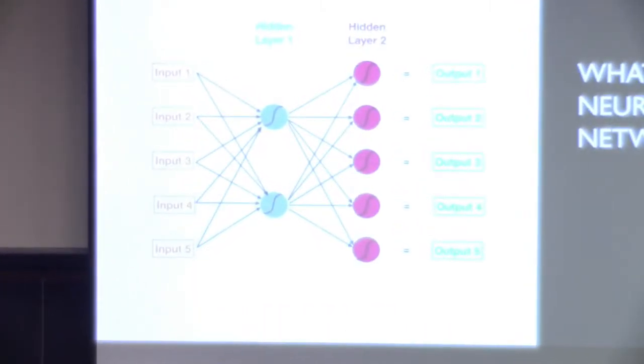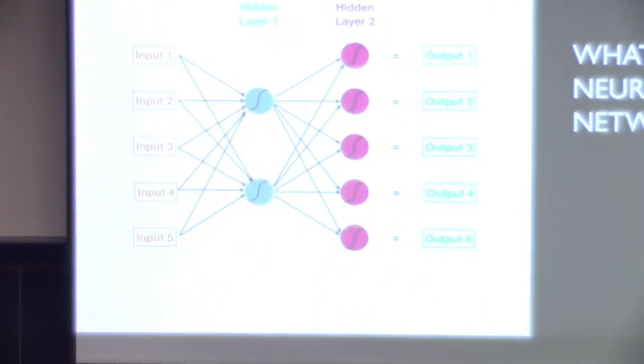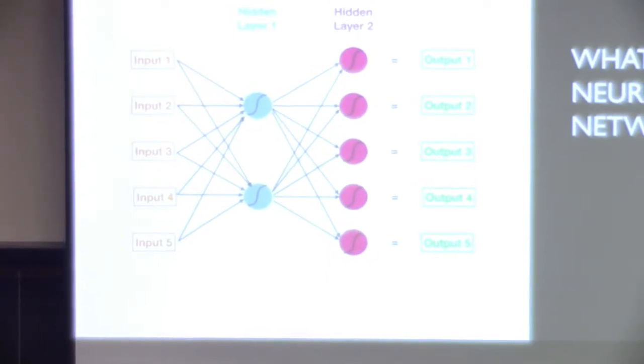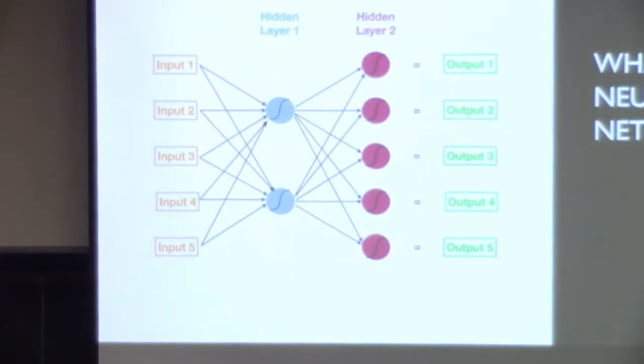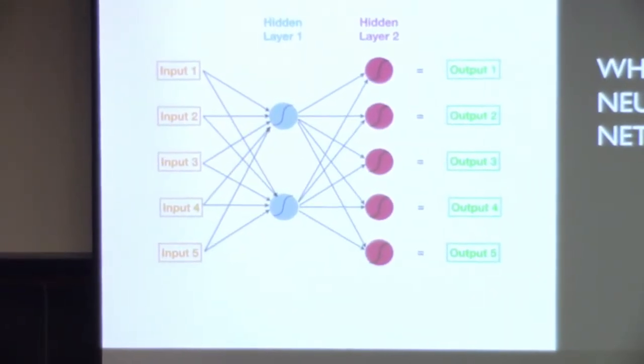You have a set of inputs, right? And then you have a couple of hidden layers and an output. And each hidden layer has 2 nodes. It could have 5 nodes. It really depends on the developer and how you model your neural network.